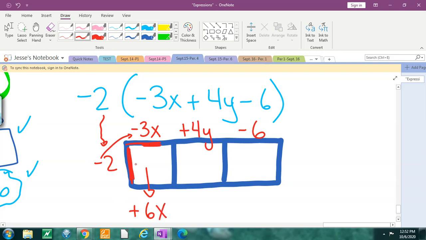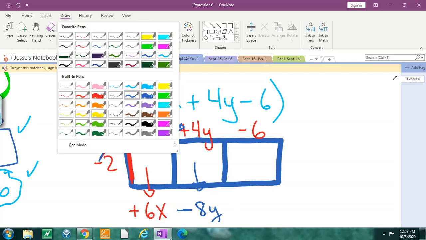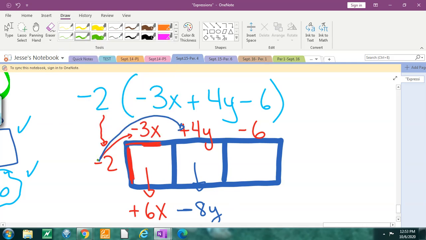6x. What about the next one? Change the color. Negative times a positive. Well, that's a negative, and 2 times 4y is 8y. So far, so good? And then, now a different color, light green. The negative times the negative. See that? It's positive, and 2 times 6 is 12. And there you go. Do I combine these?